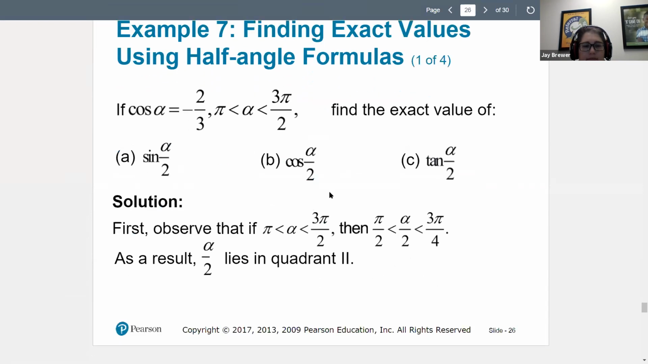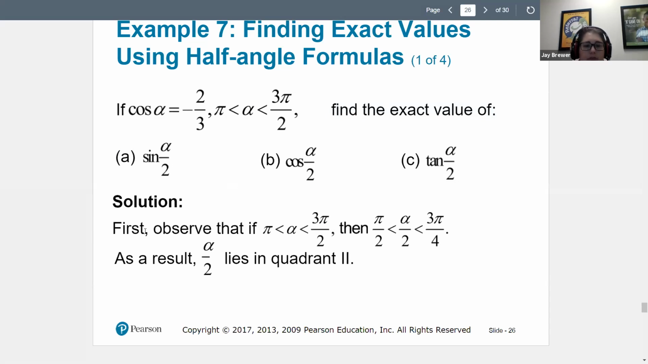All right, example 7. If the cosine of alpha is equal to negative 2 over 3 and our restriction is from pi to 3 pi over 2, they want us to find the exact values. So exact values, again, meaning no decimals. You're going to have radicals in your answer. Get used to them. Don't hate them. Don't think it's gross and that you messed up. It's just the way it is.